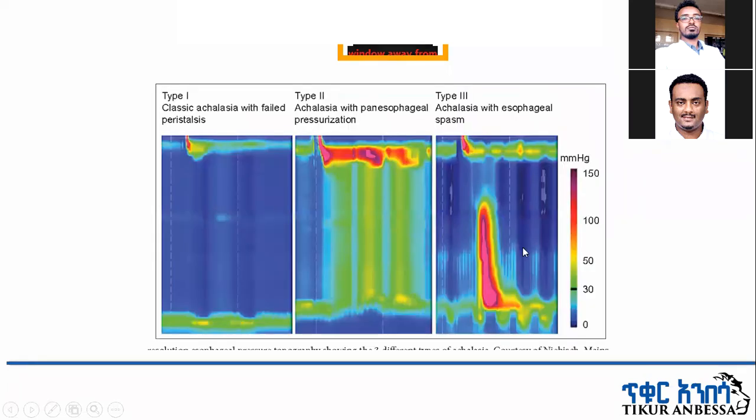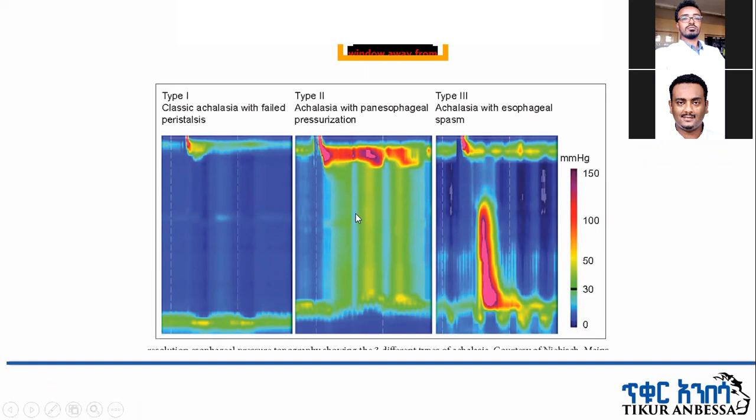Whereas if you see patients with achalasia, this is what it looks like. There is initiation of a swallow here, and there is no relaxation in the lower esophageal sphincter. This is classic achalasia. It's called type 1 achalasia with the current nomenclature. Whereas in type 2 achalasia, there is initiation of swallow, and again there is loss of relaxation, but there is no coordinated contraction. It's pan-pressurization. That means throughout the esophagus, there is continuous contraction.